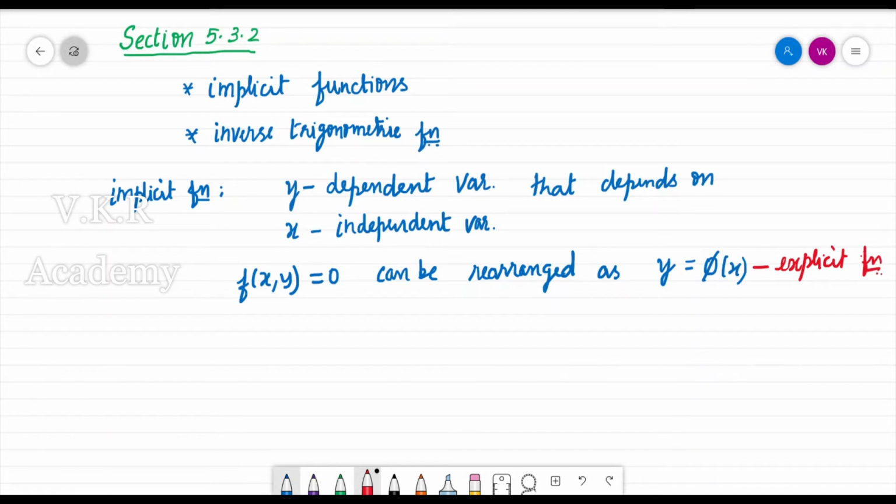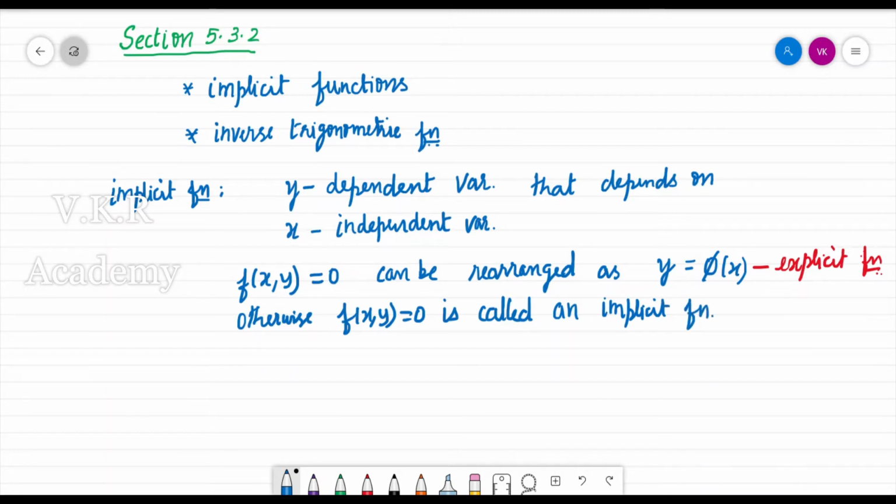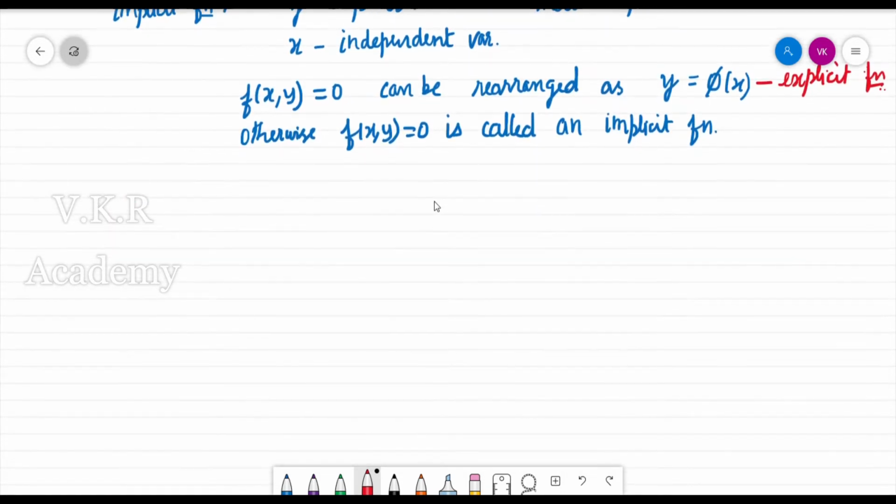If such segregation is not possible, then our f of x comma y equal to 0 is called an implicit function, where we cannot arrive at such a relation. In this section, we'll find the derivative of such functions, and we also discuss the derivative of inverse trigonometric functions.